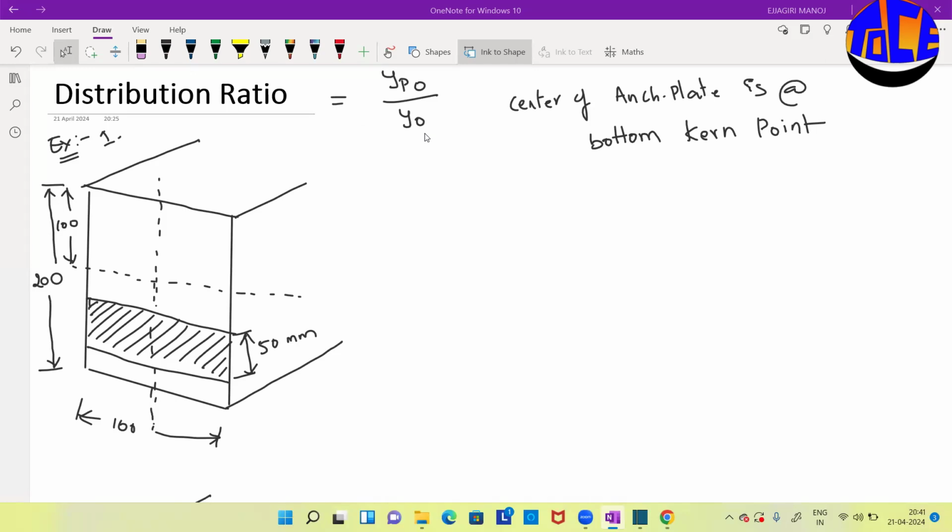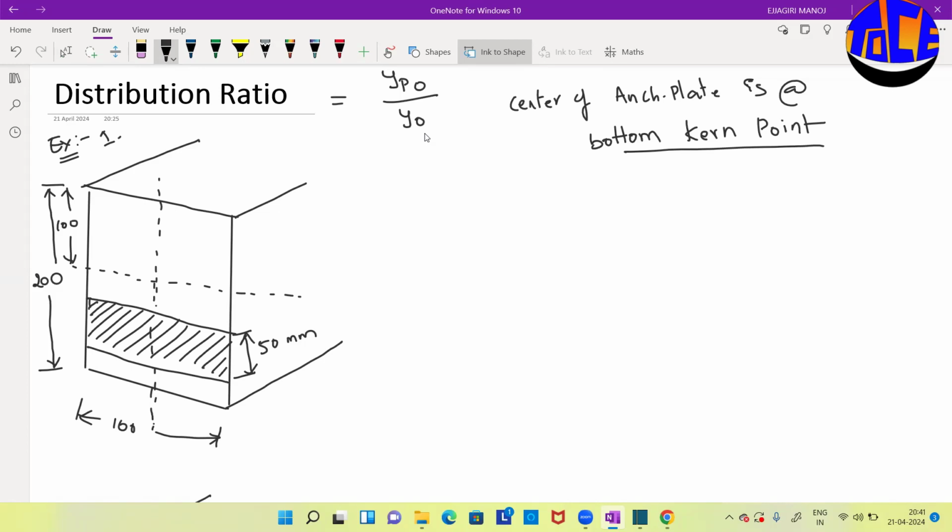So here you have example 1. In this, the end block dimensions are 100 mm width and 200 mm depth. The hatched one is the anchorage plate. This plate has dimensions of 100 mm width and 50 mm depth, and it is located at the bottom kernel point. This is important. Sometimes the question will directly give the value where the plate is located. So in this example, it says the plate is located at the bottom kernel point.